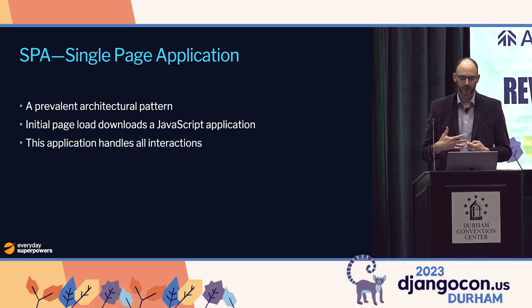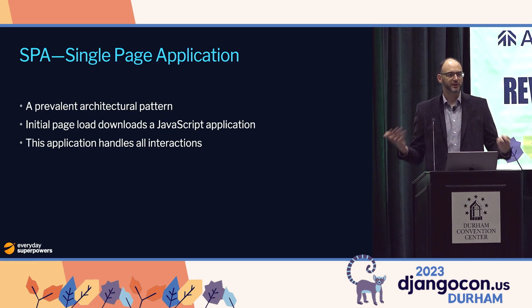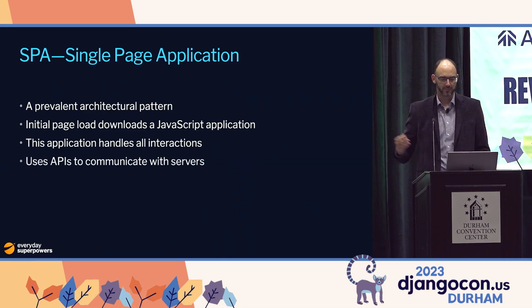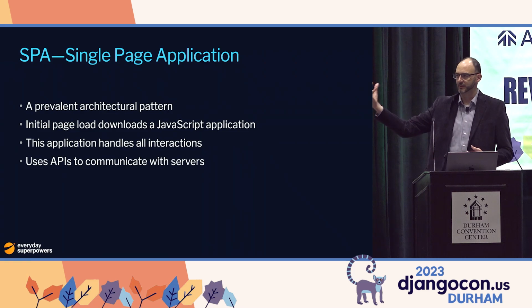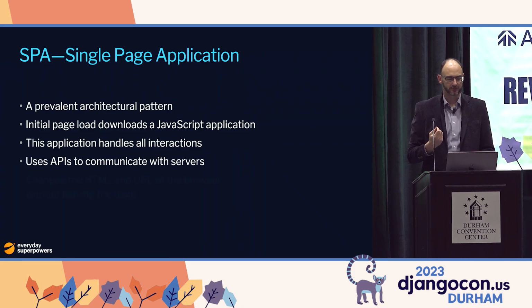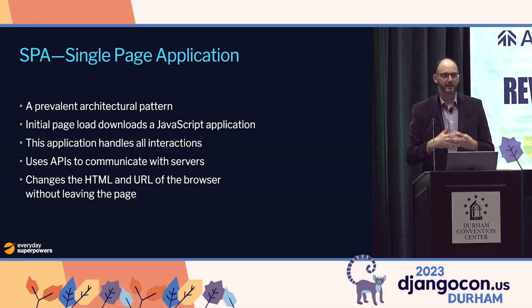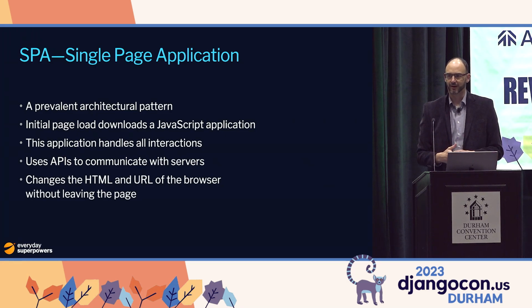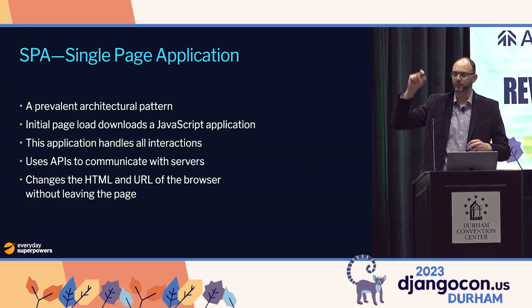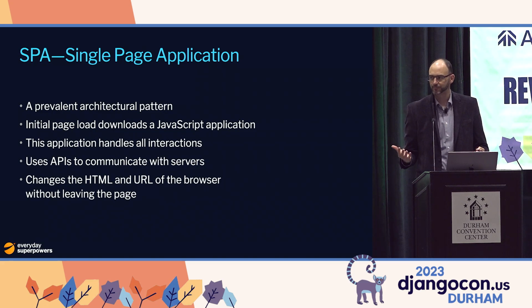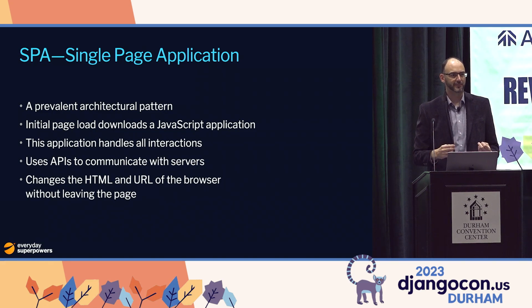And so when it needs to communicate with servers, it'll do that over APIs. And then based on the data that you enter in the app or the data it gets from the API servers, it can change the HTML of the page that it's on, and sometimes even change the URL. So it may look like you're on another page, but you're actually still on that same single page.